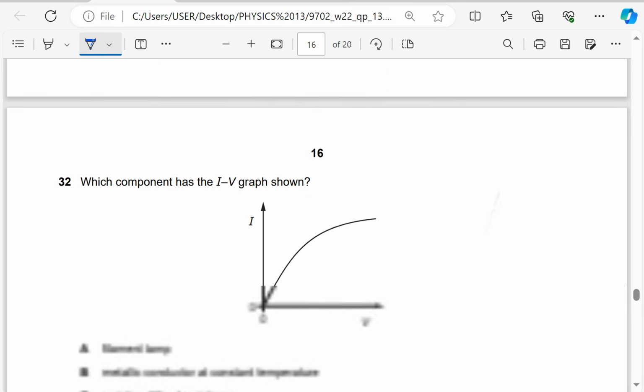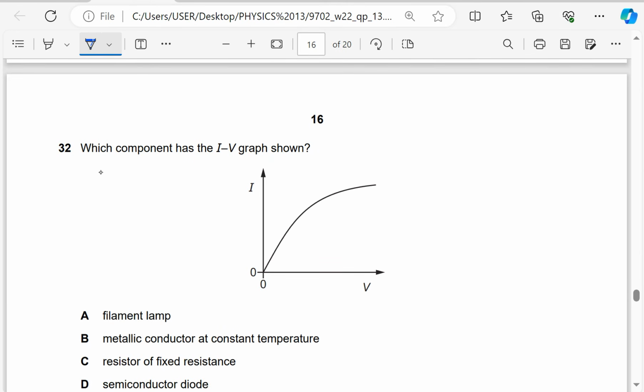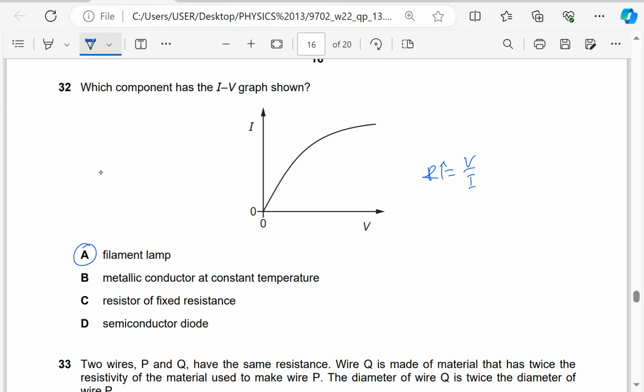12.5 volts. Which component has the IV characteristic shown? Of course, this is a filament lamp, because you notice that the resistance is equal to V over I, and we notice that as V increases, I also increases, but the V is increasing more rapidly than I, so it means the resistance is increasing because the temperature increases. So this is a filament lamp.